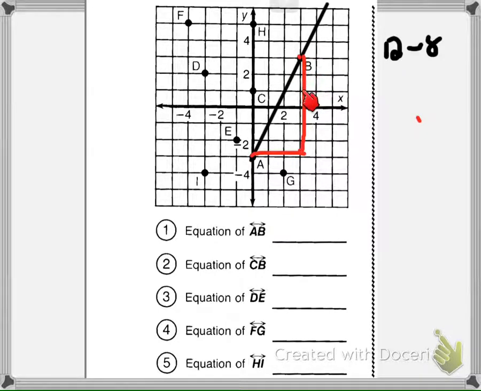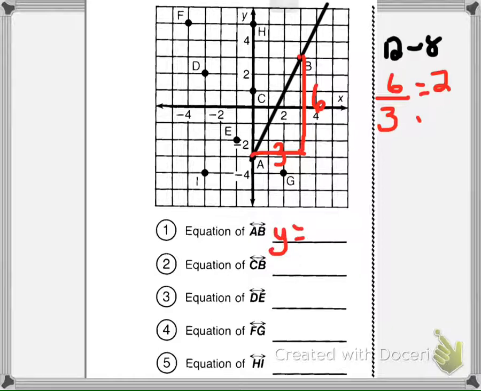1, 2, 3, 4, 5, 6. Write it down. And counting our run, 1, 2, 3. Write that down. How do you find slope? Rise divided by run. What is 6 divided by 3? 2. So you know that your slope, because your slope is always equal to whatever the unit rate, is 2.